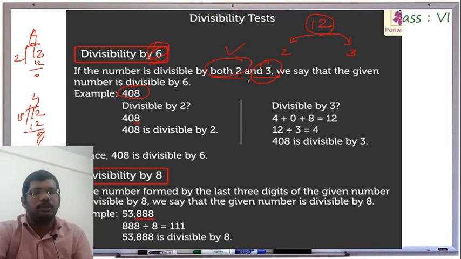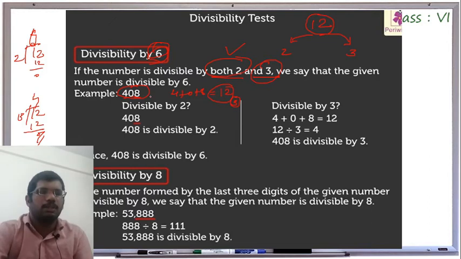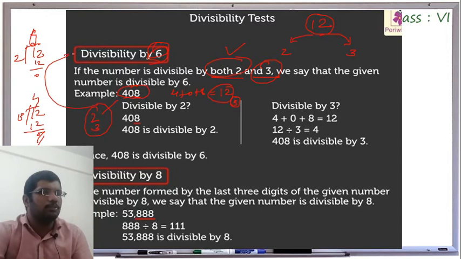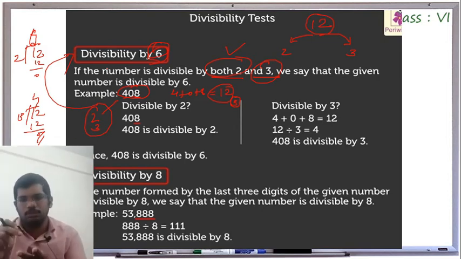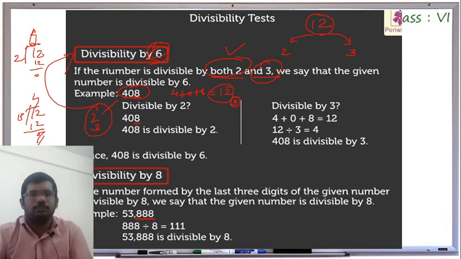For checking divisibility by 3, we have already studied. Take the sum of digits. Here the sum of digits is 4 plus 0 plus 8. Taking the sum of digits, the digit sum is 12, and 12 is divisible by 3. Therefore, 408 is also divisible by 3. So it is divisible by both 2 and 3. So it is divisible by 6. So the condition is that if a number is divisible by 6, there are two conditions. It must be divisible by 2 and it must be divisible by 3. If both conditions are true, then it is divisible by 6.